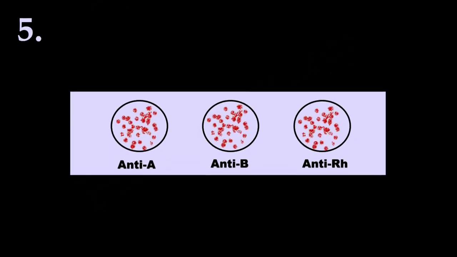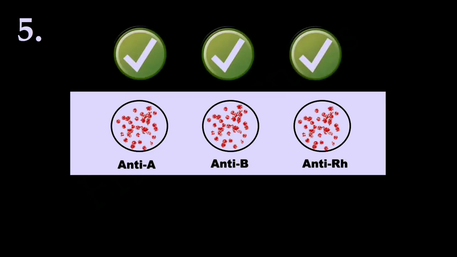Here, agglutination is observed in all 3 circles. This means all three antigens are present. Therefore, blood group is AB positive.